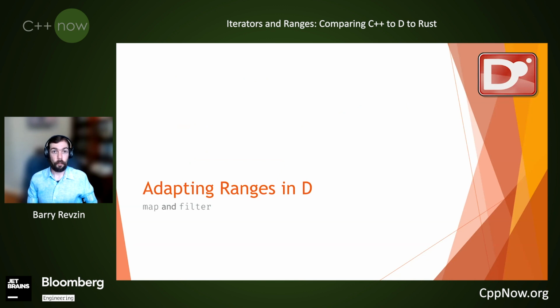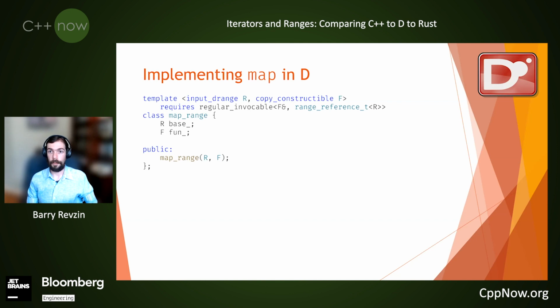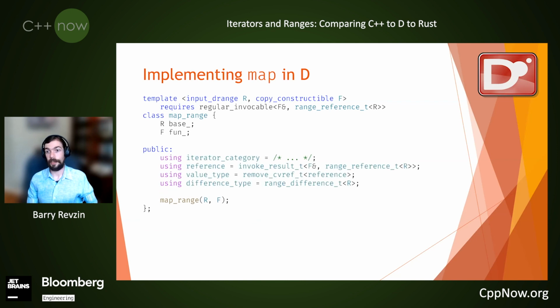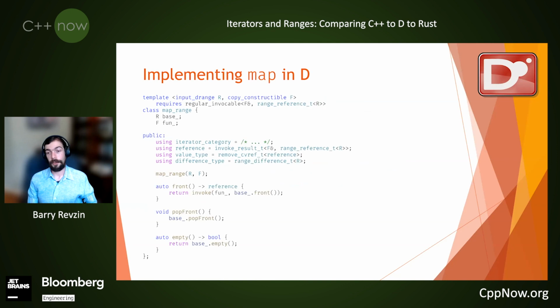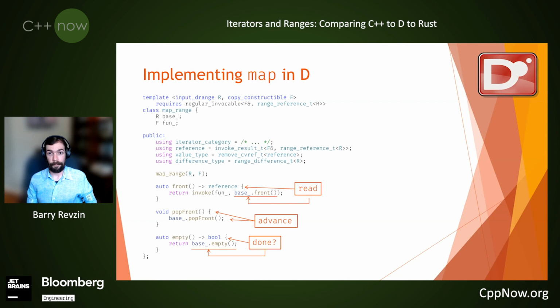So let's go ahead and look at what it would look like to adapt ranges in D. So how do we implement map and filter in this slightly different model? We start out kind of the same. In order to map a range, we need to hold on to the underlying range. We need to hold on to the function. We have our same set of aliases, where reference is still the invoke result of the function on the underlying reference of the range. This is still the same. But the only real difference is when we implement the meat of this range, we get our front that's implemented in terms of front, we get our pop front that's implemented in terms of the underlying pop front, and we get our empty that simply is implemented in terms of the underlying empty. That's it. This is basically the entire implementation of map in D.